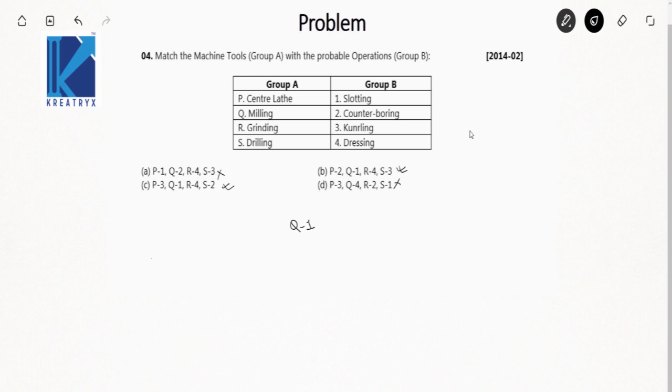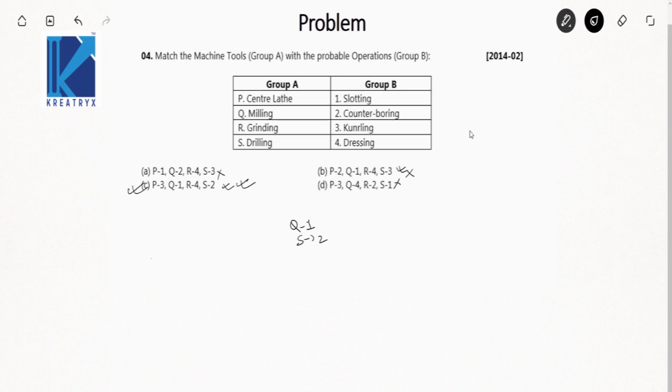Now let's say you might know about drilling, or grinding, or center lathe; any one option you might know and you will get the correct answer. So let's say I know about drilling. Drilling is used to make holes, and counter boring is an operation which is performed through the drilling operation, so the drilling tool. So for S it is 2. When we look back at the options again, we find that S for 2 is only in option C. So option B also gets eliminated. So the right answer is option C.